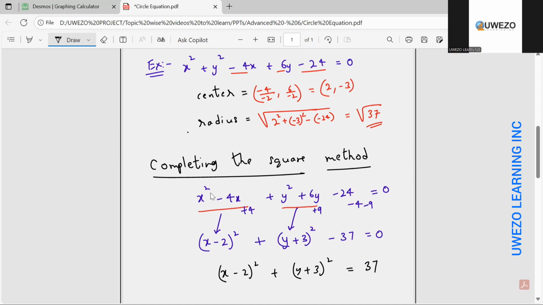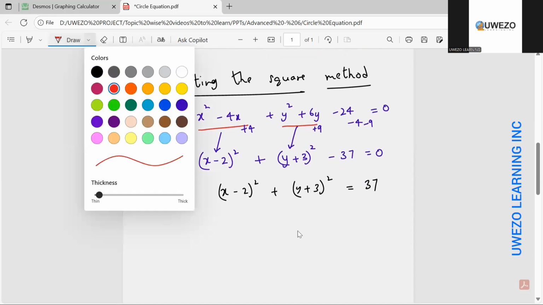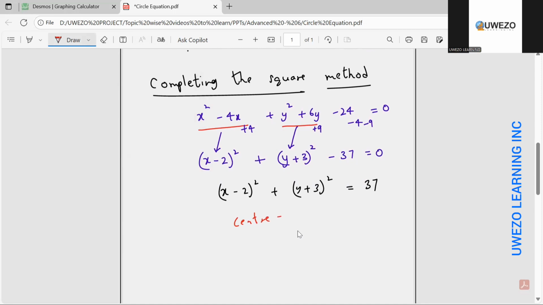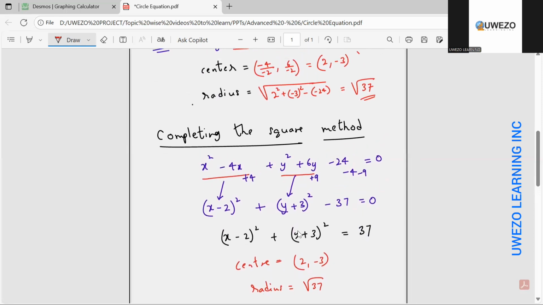So again, the center would be the negative of negative 2. So we have to reverse the sign. So the center would be (2, negative 3). And for the radius, we have to square root the constant, which would be square root 37. So in both the methods, the center and radius would be the same.